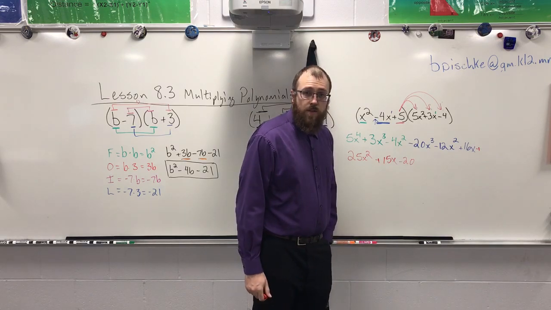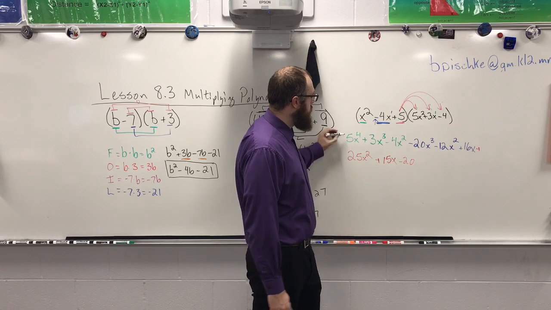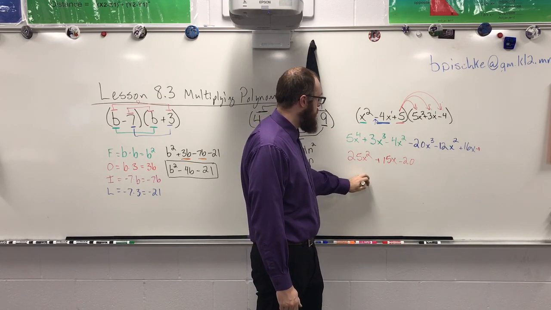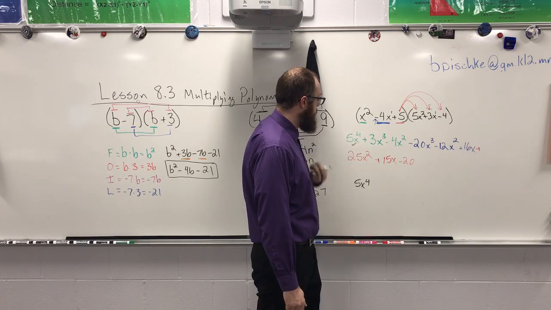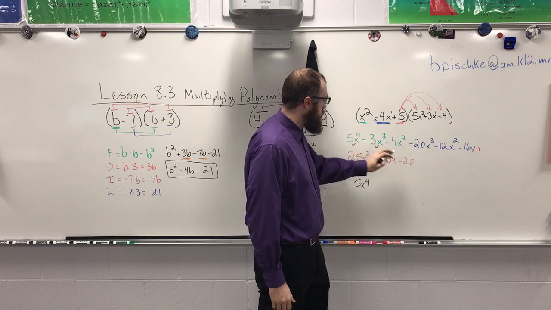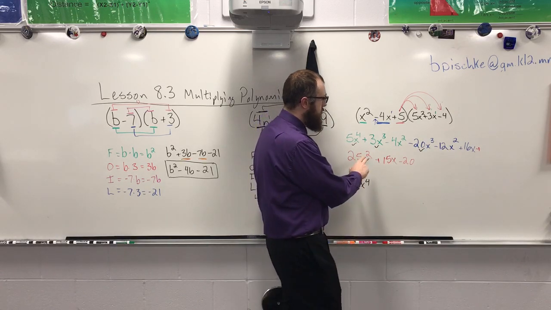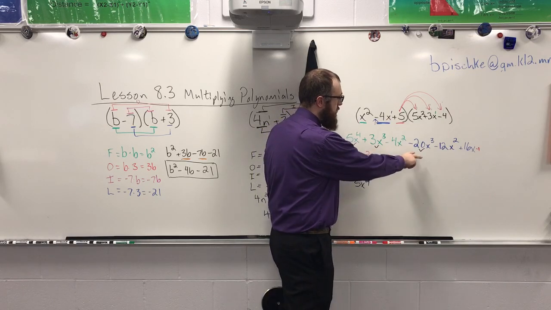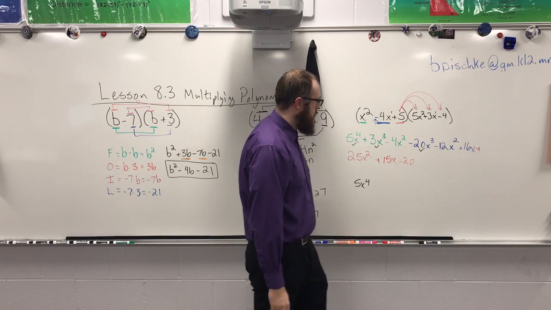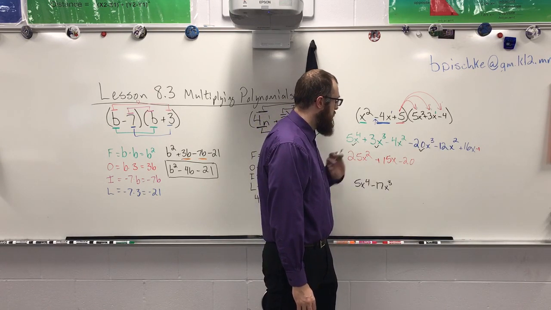Now we're going to cruise down the line and put like terms together. There's only one x to the 4th here. 5x to the 4th. Check. There are a couple x to the 3rds. This one and that one. 3x to the 3rd is going to get added to -20x to the 3rd, which makes -17x to the 3rd.